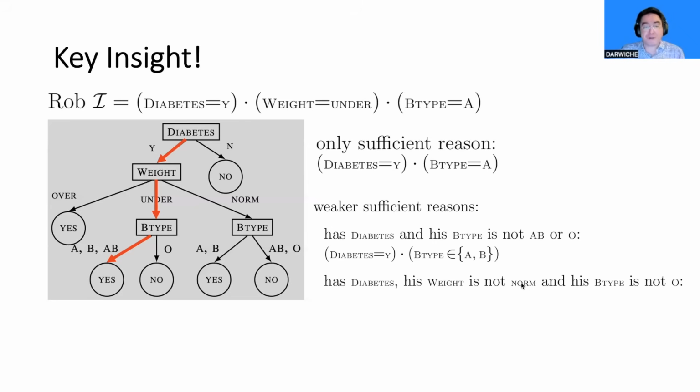It's about being not normal. So it could have been under or over. And his blood type is not O. Yes, it's A, but that's not the issue. The issue is that it's not O. And in fact, if you can check, by the way, I should have told you about this too.